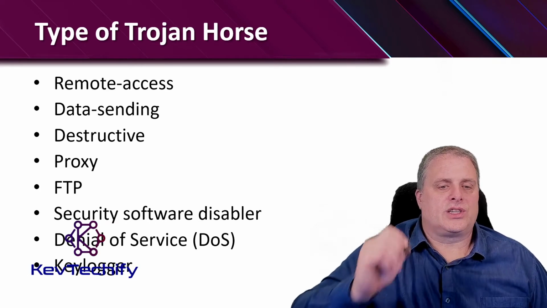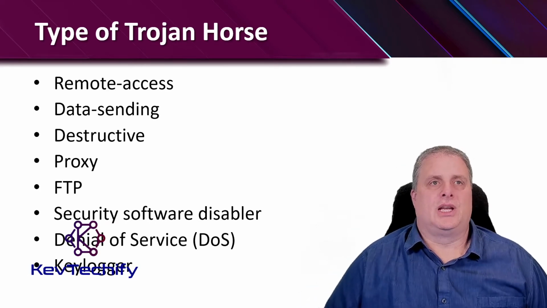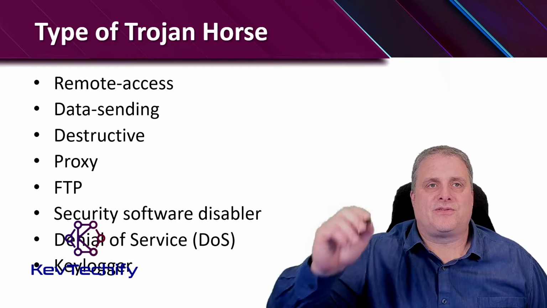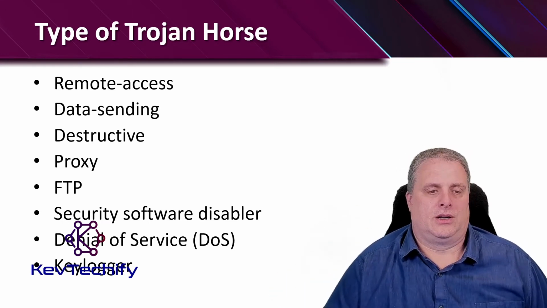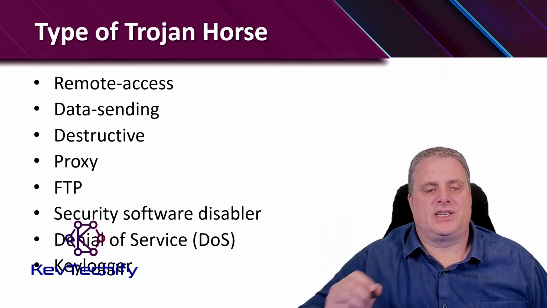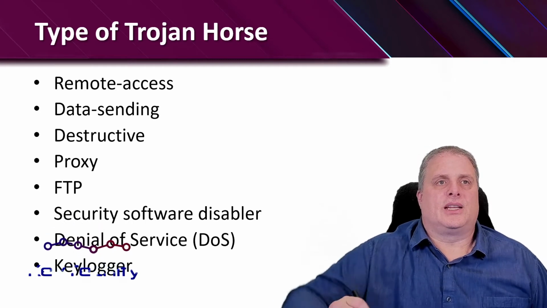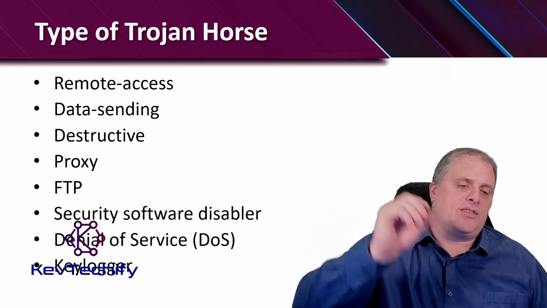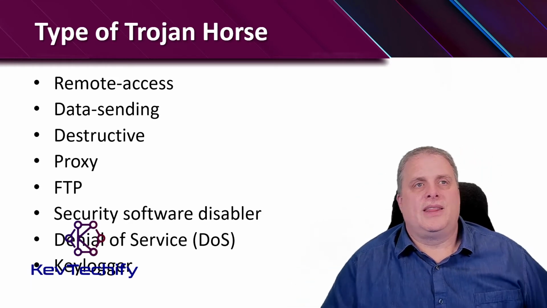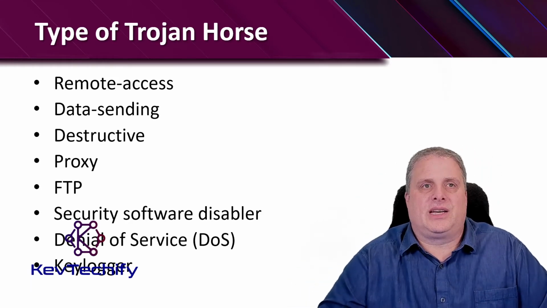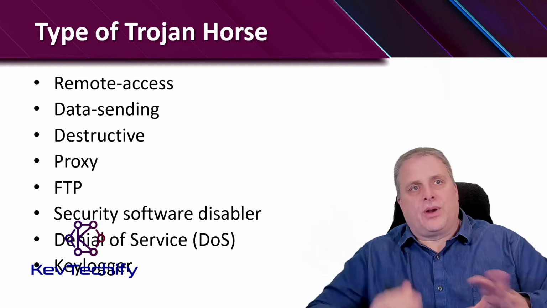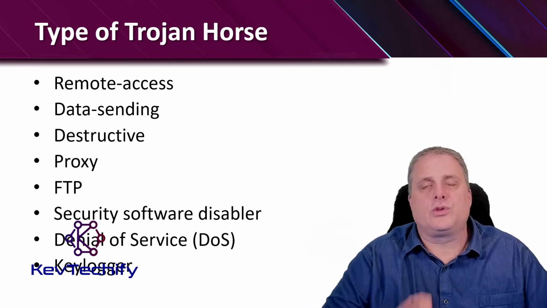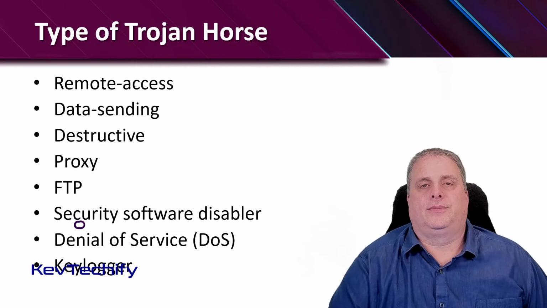We have security software disabler Trojan horses that stop antivirus and firewalls from functioning. We have denial of service attack Trojan horses that slow or halt network activities. And finally, we have keylogger Trojan horses that will attempt to steal confidential information like credit card numbers by recording the actual keystrokes on a keyboard.